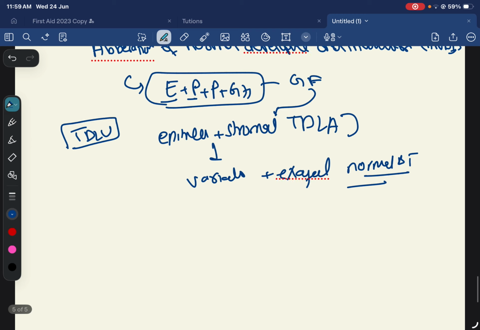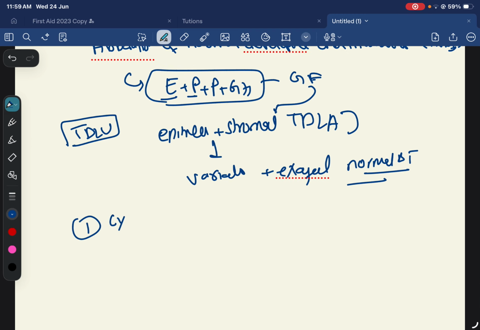Now it can present in 4 forms, right? It would be in the form of cyst, fibrosis, hyperplasia, or papillomas.